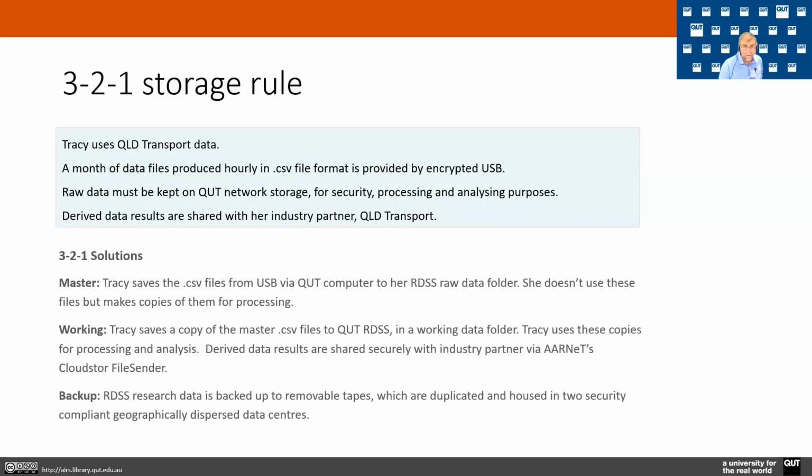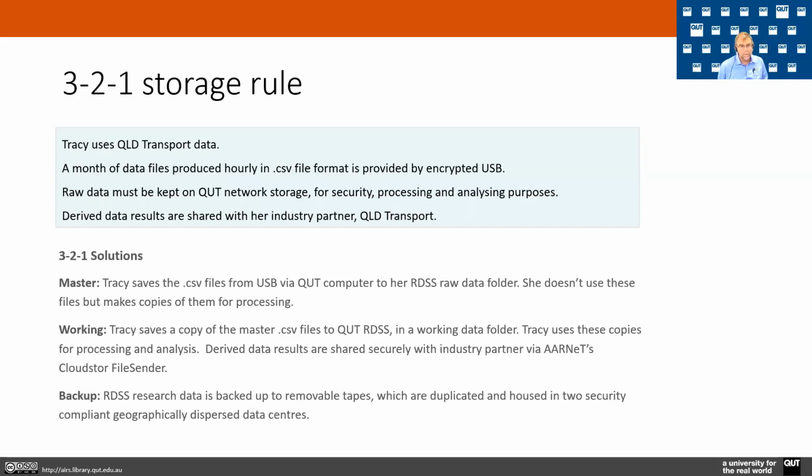So what we've got here is the working copy of Tracy's Queensland transport data, presumably something like traffic counts. You know, she would have a working copy. She would have a backup of that working copy, and she would have a master of the original data that she could return to at any time that hadn't been amended in any way. So the 3, 2, 1 storage rule.